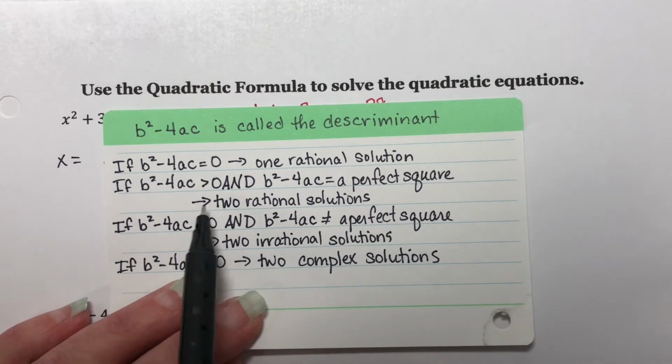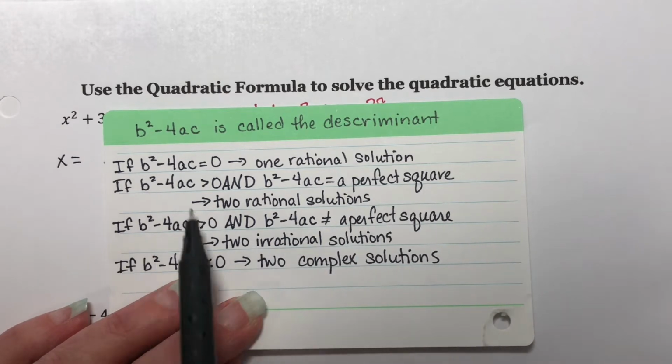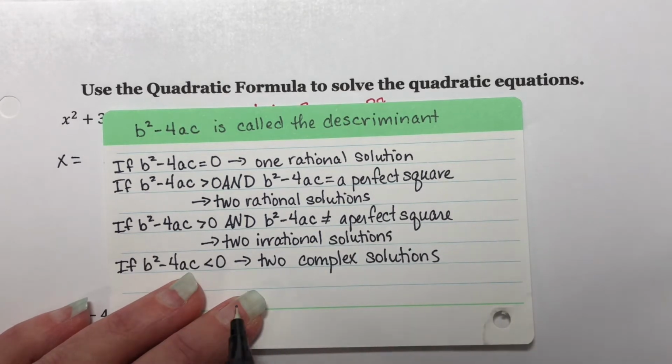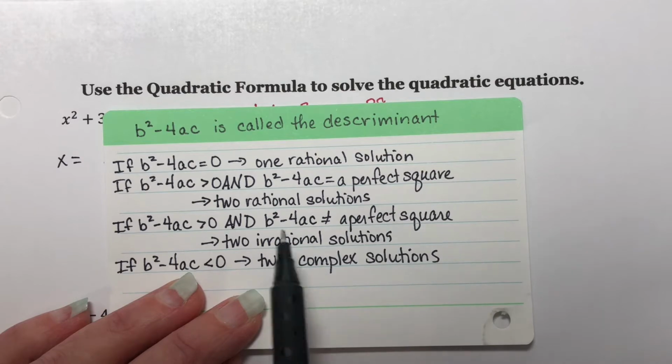If the discriminant is greater than 0, but it's not a perfect square, so say we figure this out and it's 10, which is not a perfect square, we're going to get 2 irrational solutions. So we're going to get 2 answers, and both of them are going to have a radical in it.